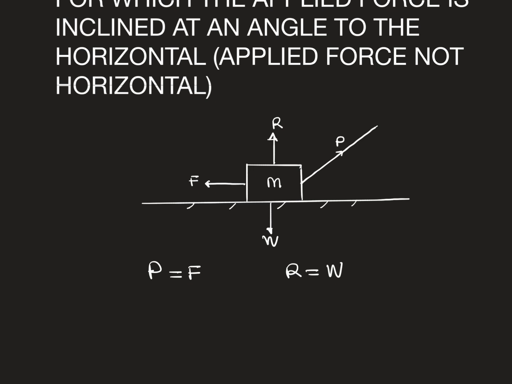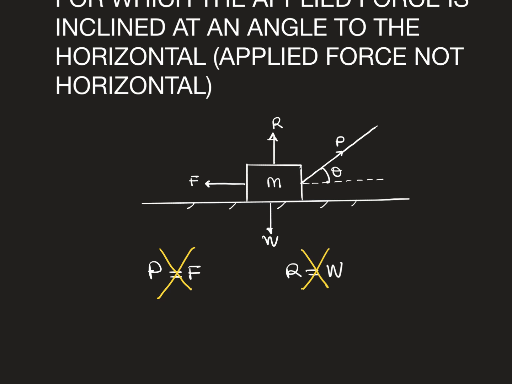Okay, so this is the applied force and it makes an angle theta with the horizontal. For a situation like this, it will be wrong to assume that P is equal to F, and it will also be wrong to assume that R is equal to W, because there are other important forces that need to be considered. So if this is the applied force that is acting inclined, we have to resolve this force into horizontal component and vertical component.